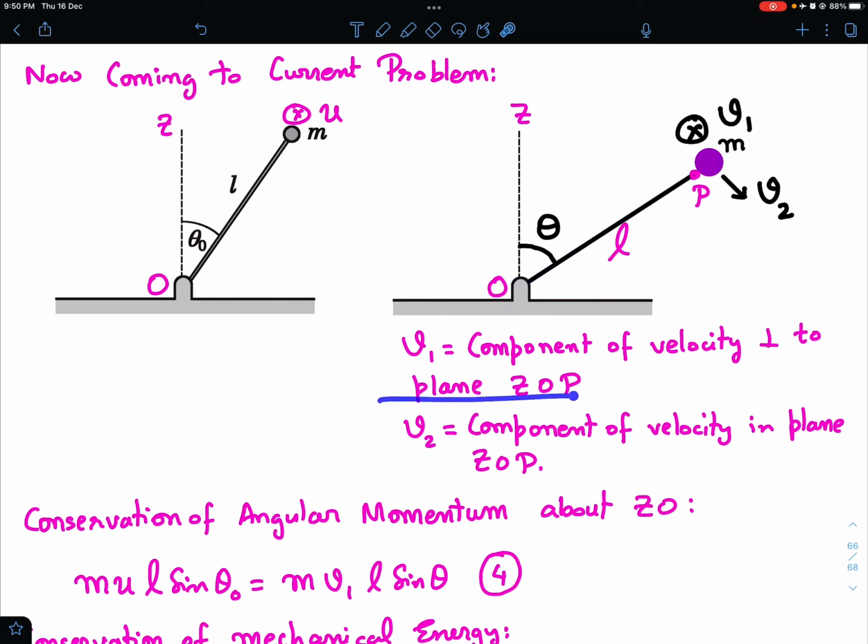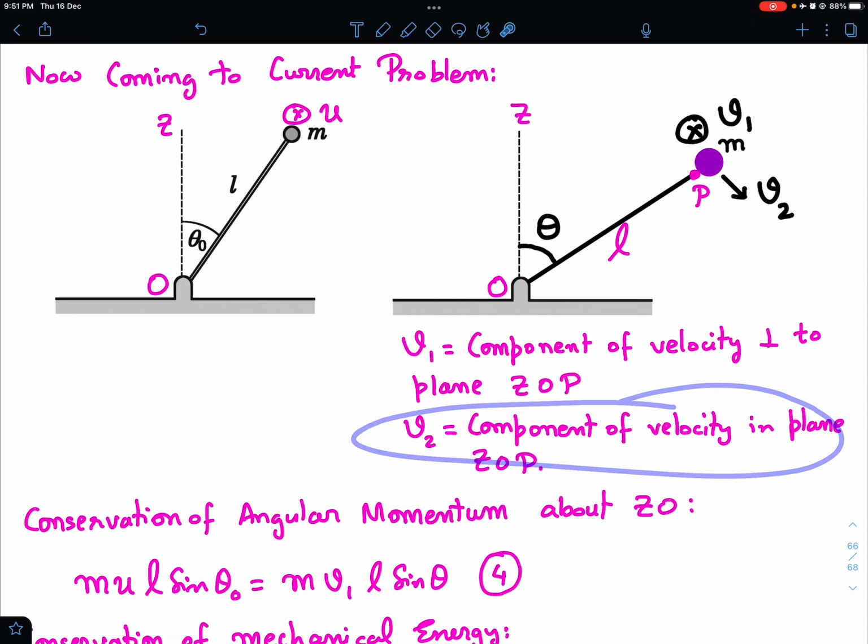v1 is the component of velocity perpendicular to the plane ZOP. So this is your ZOP, and v1 is into the page, and v2 is the component of velocity in the plane ZOP. Okay.